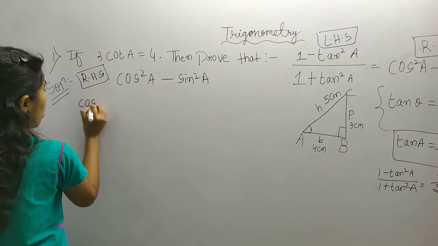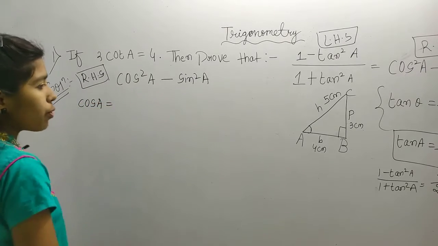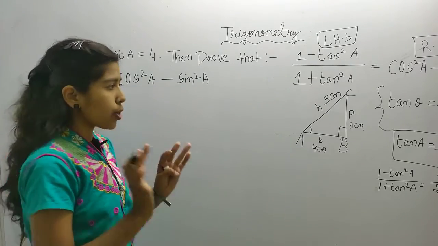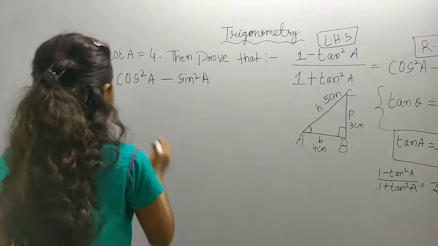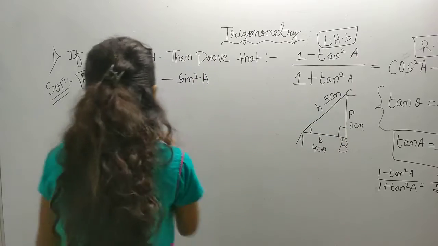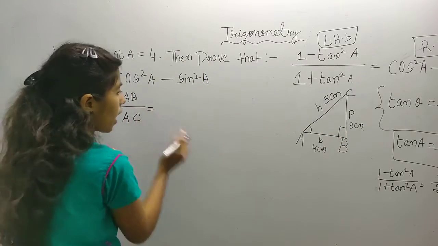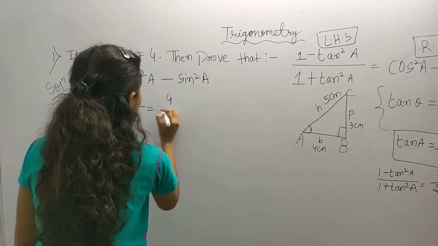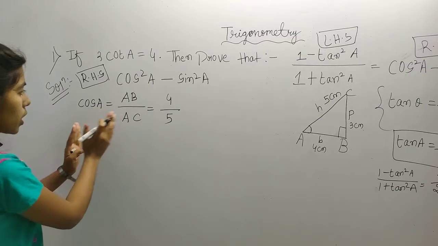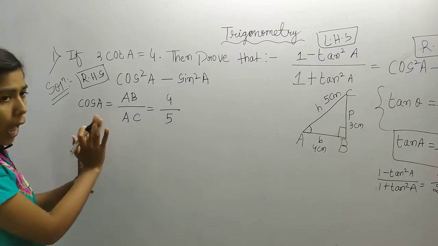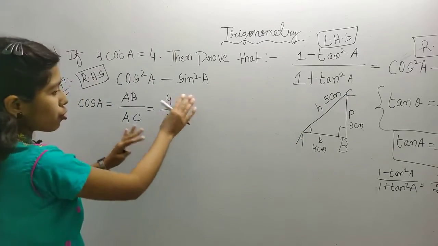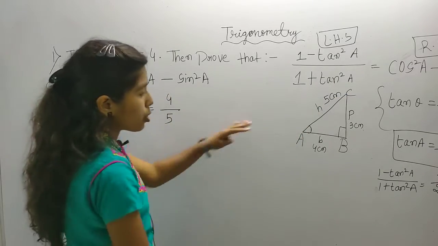Cos A equals to, we know already, cos theta formula is base by hypotenuse. So base is our AB, hypotenuse is AC. So AB is 4, AC is 5. So cos A equals to base by hypotenuse, base is AB and hypotenuse is AC, equals to base is 4 and hypotenuse is 5.